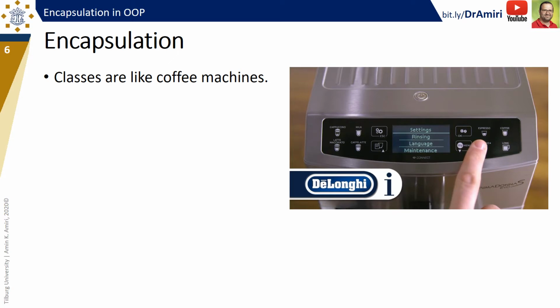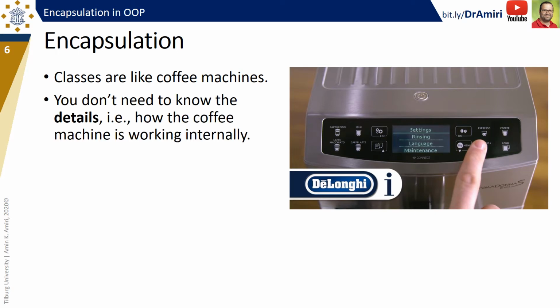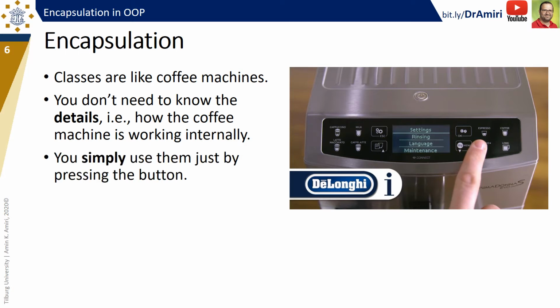So now we can learn what encapsulation is. We would like to know why front-end programmers love classes. You need to know that classes are like coffee machines. You don't need to know the details. You don't need to know how the coffee machine is working internally to make espresso or cappuccino for you. You just press a button and everything works.